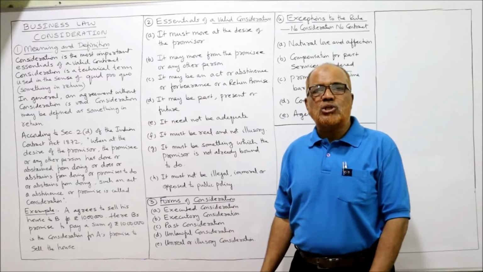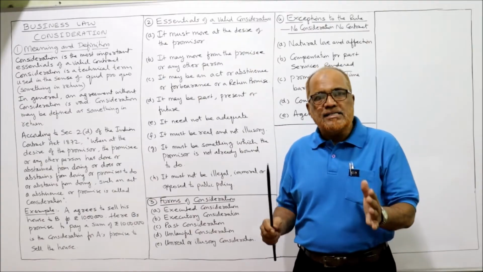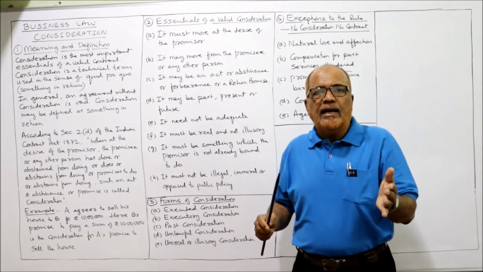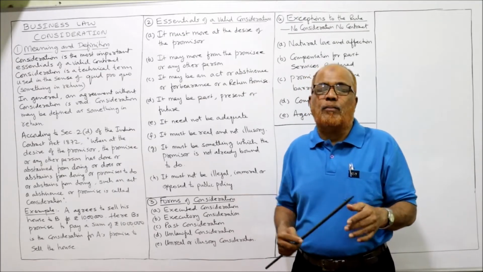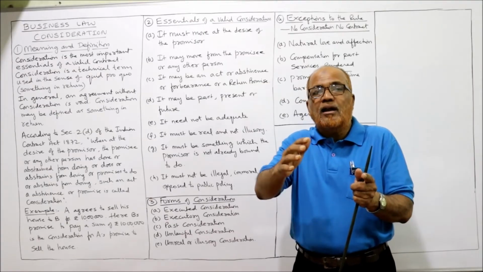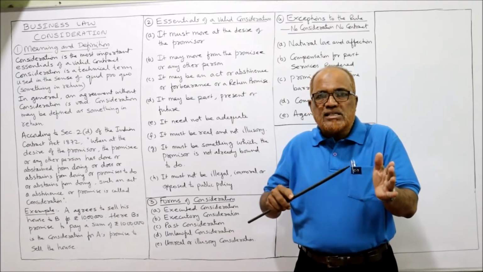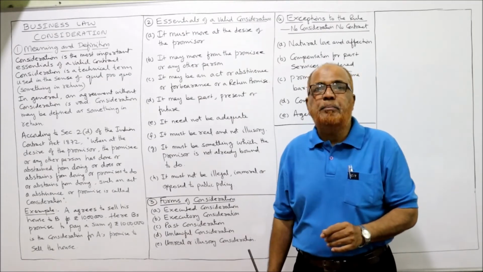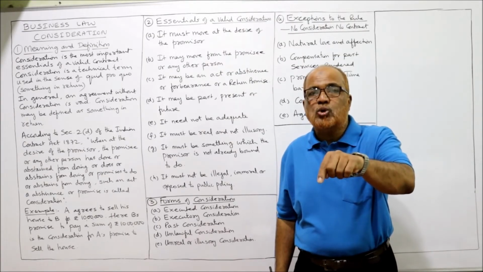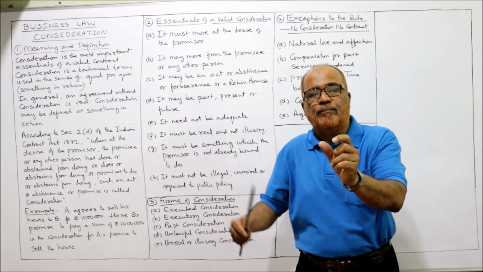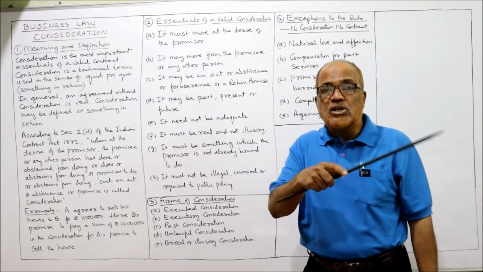There is a famous case law on this point, Chinnaya versus Ramayya. In this case, what had happened? See carefully. A is an old lady. She has gifted the property to her daughter. The daughter's name is B. She has gifted her property to her daughter B, with the condition that from that property annually B should pay a certain sum of money to C, her aunt. C is the sister of A.